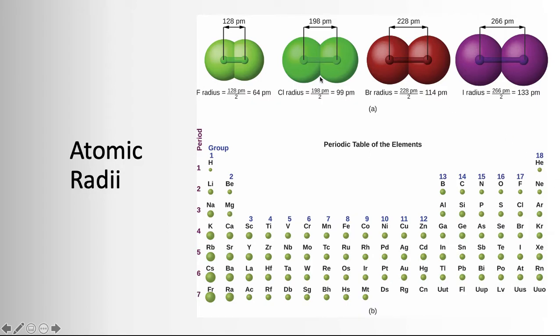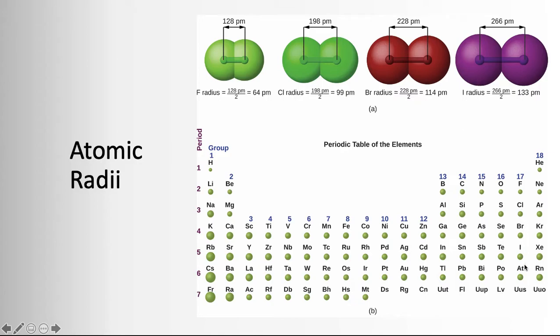So here I have an example of the halogens. The halogens exist as diatomic molecules. So F2, Cl2, Br2, I2, etc. And the radius is defined as half the distance between their two nuclei. And as you see, as I'm going from fluorine all the way to iodine, that radius starts to increase. That is the general trend.